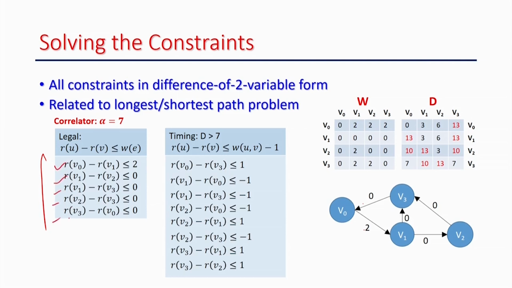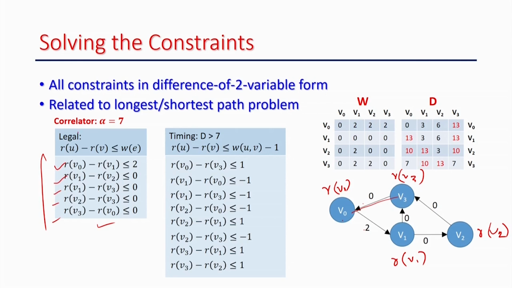For example, for the edge from V3 to V0, I have R(V3) minus R(V0) less than or equal to 0. You remember that I have assigned R(V0) here, R(V3) here, R(V2) here and R(V1) here, and our objective is to find the values of R(V0), R(V1), R(V2) and R(V3). And I am adding constraints.